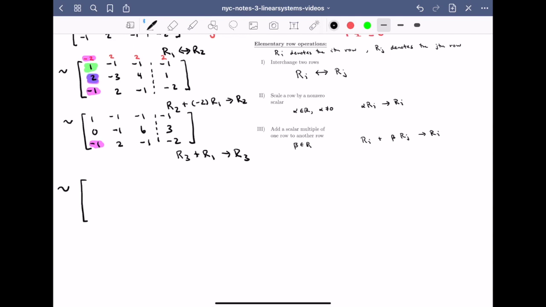When I do this, the first row stays the same. The second row stays the same. And finally, the third row, I just have to add the first row and the third row together, giving me 0, 1, minus 2, and minus 3.